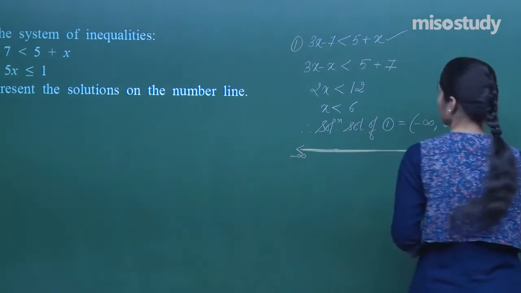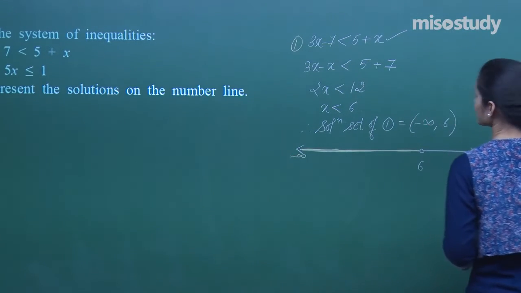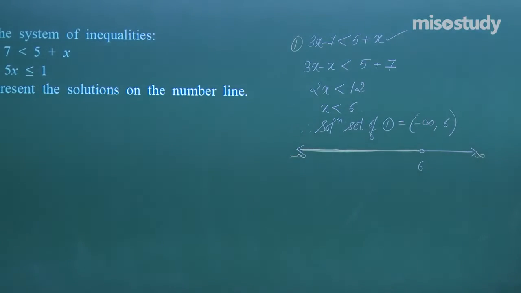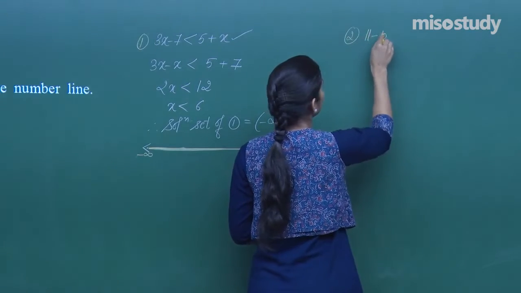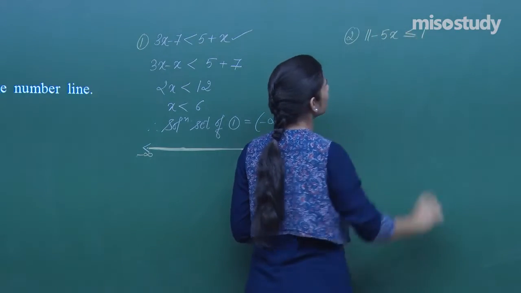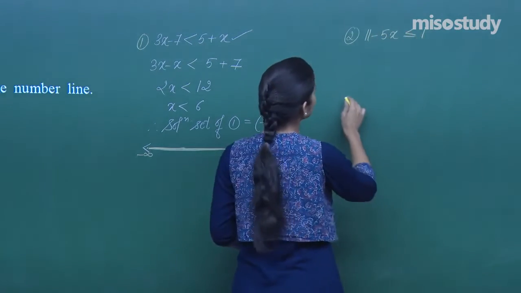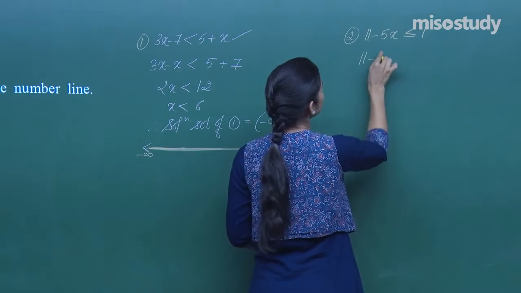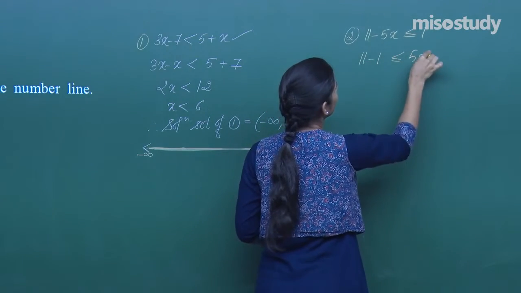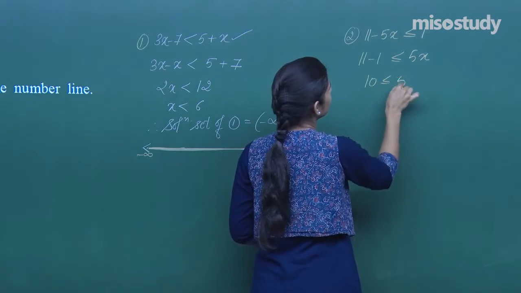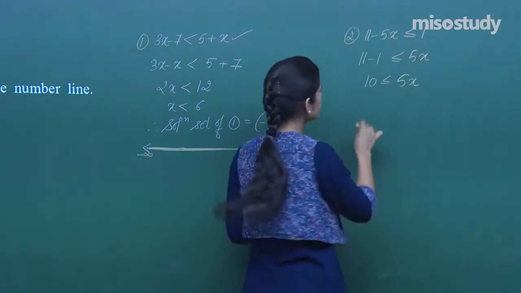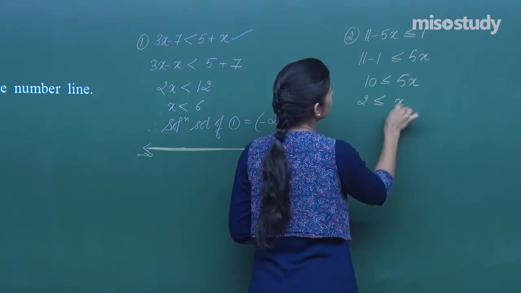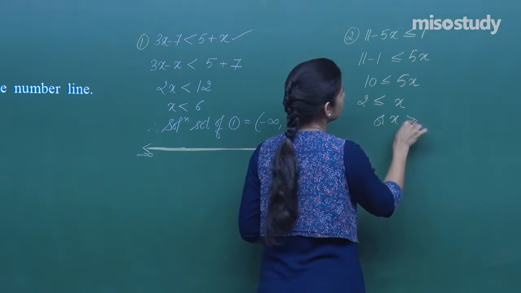And now if I talk about the second one, it is 11 minus 5x is less than or equal to 1. Clearly adding 5x both sides, subtracting 1 from both sides. 10 is less than or equal to 5x. Dividing by 5 both sides, you get 2 is less than or equal to x, or x is greater than or equal to 2.